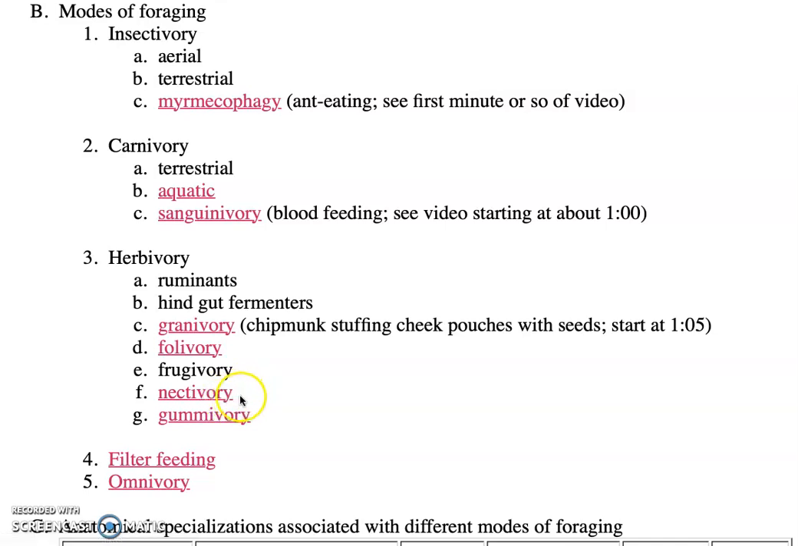So that brings us to nectivory, that is specializing on eating or drinking the nectar that's produced by flowers. This is a very sugary substance that's produced by plants to attract in potential pollinators.